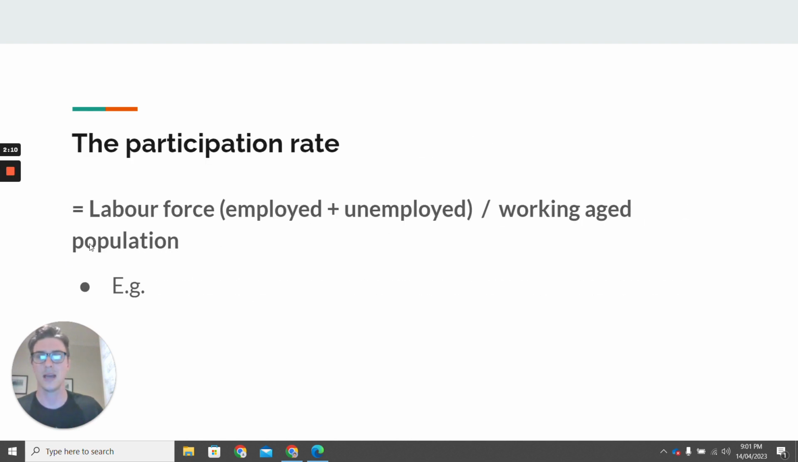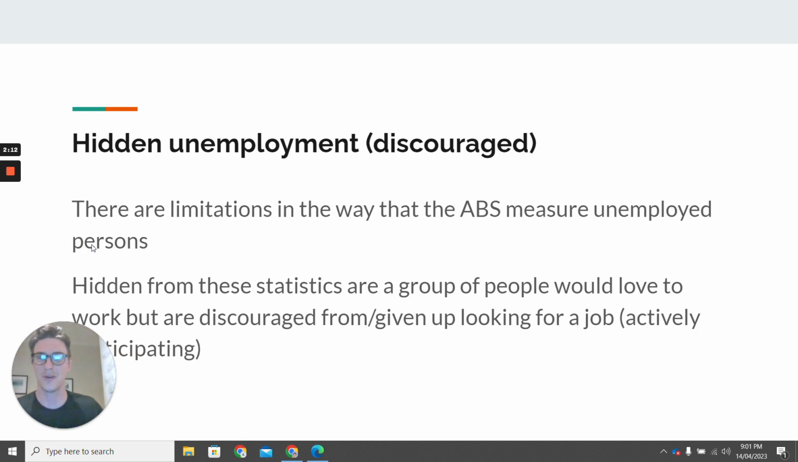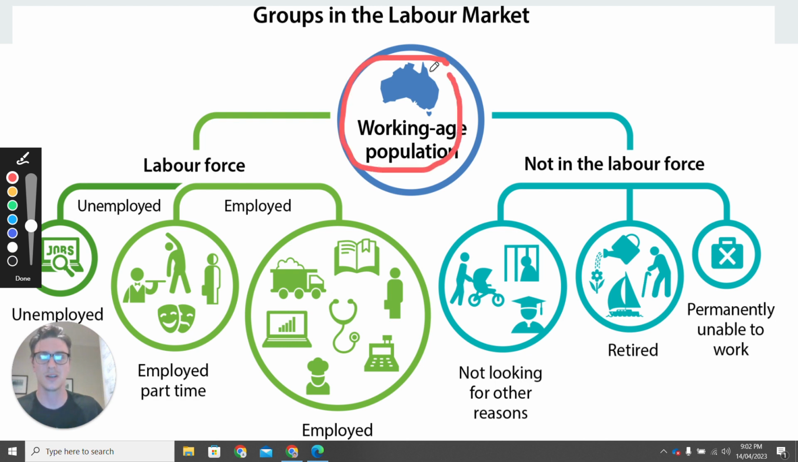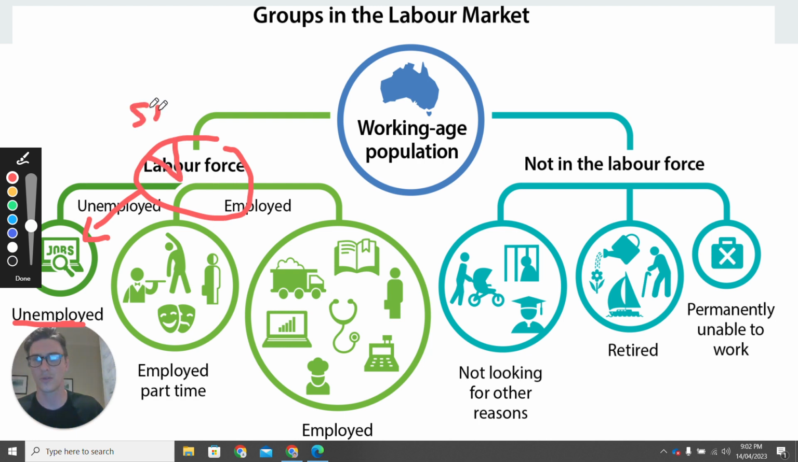I might go back to the little graph from the first video. What we're trying to understand here is what percentage of this working age population is in the labour force, and we worked out roughly 50% are in the labour force, which means the other 50% are not in the labour force. And the unemployment rate before was trying to work out, of this total labour force, what percentage are in this group over here, unemployed, and we worked out that about 5% of the labour force was unemployed.